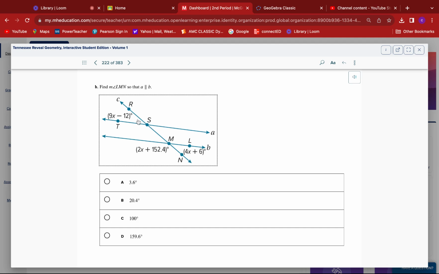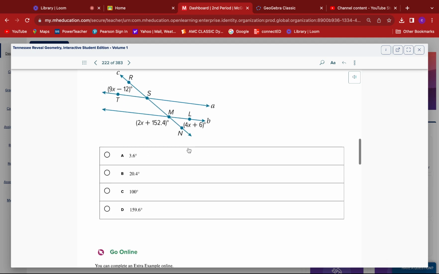This is an acute angle. This is an acute angle. This is an acute angle. And the 4x plus 6 is an acute angle. Those are the ones that are equal to each other. This angle, 2x plus 152.4, is obtuse. These are not equal to each other. These two angles are the linear pair. They add up to be 180.